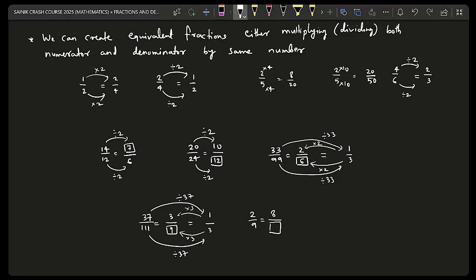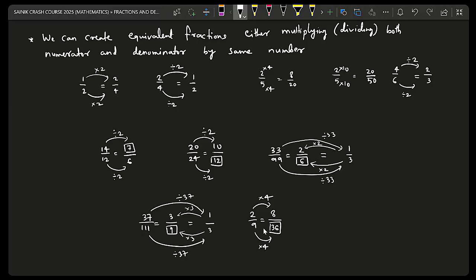Now, next question. 2 by 9 is equal to 8 by question mark. That will be answered by Varshita. Can you answer? Sir, if we multiply 2 into 4, so 9 also should be multiplied by 4. What is the answer? 36. Very good. So this is how we are going to find the questions involving equivalent fractions.